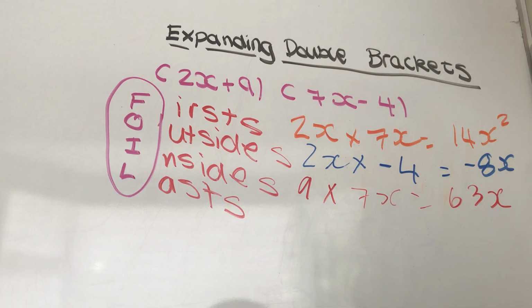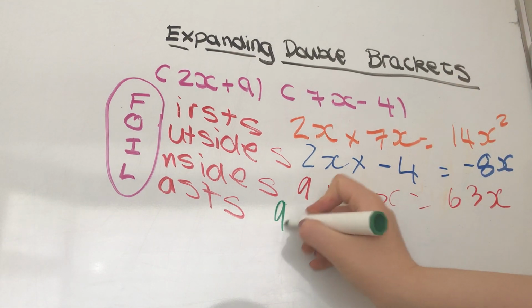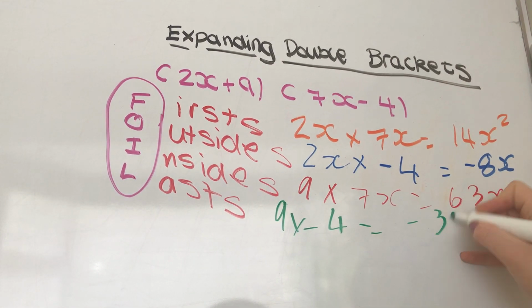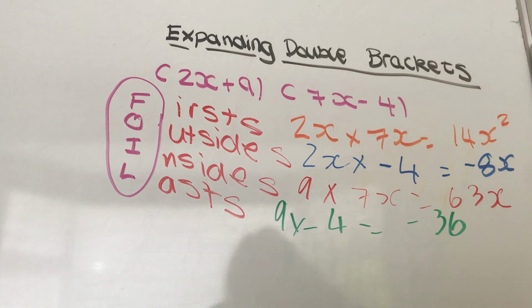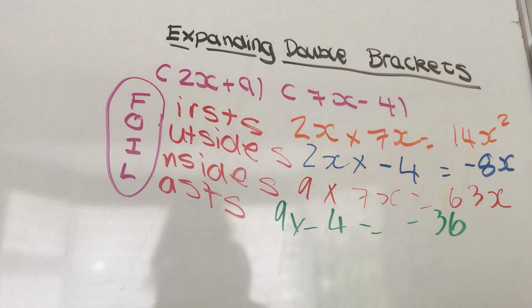These are just going to be numbers, this one. So our last, what is last in this bracket? 9. What is last in this bracket? Negative 4. So we're doing 9 multiplied by negative 4, it's going to give us negative 36. So that is what we've got for our firsts, outsides, insides and our lasts.